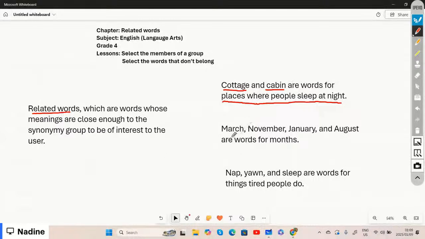If you look at another example, words for months of the year, then we can say examples like March, November, January, August. Those are but a few examples or synonymy words for months of the year.